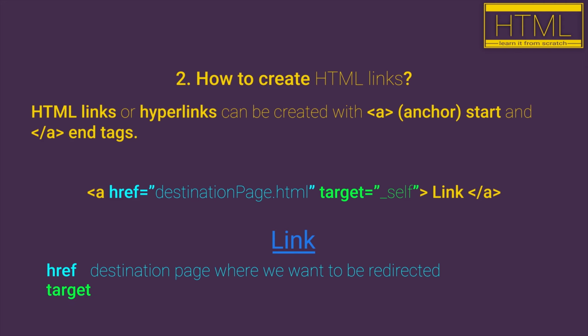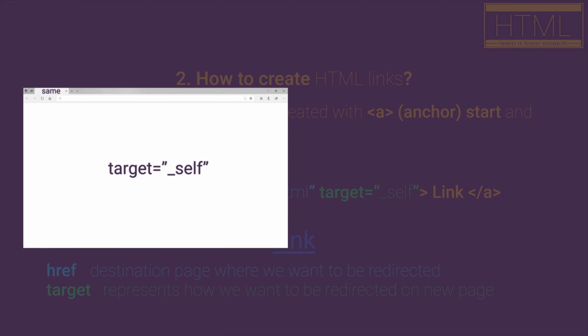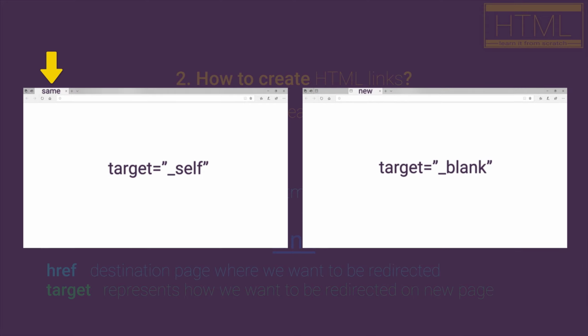and target, which represents how we want to be redirected to that new page. There are two values that are commonly used for the target HTML attribute. They are self, which means that we want to be redirected in the same tab inside of our web browser, and blank, which means that we want to be redirected in a new tab inside of our web browser.